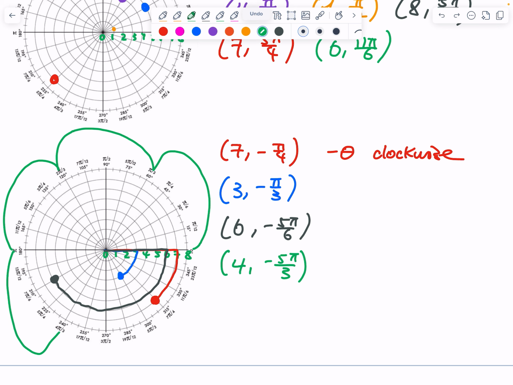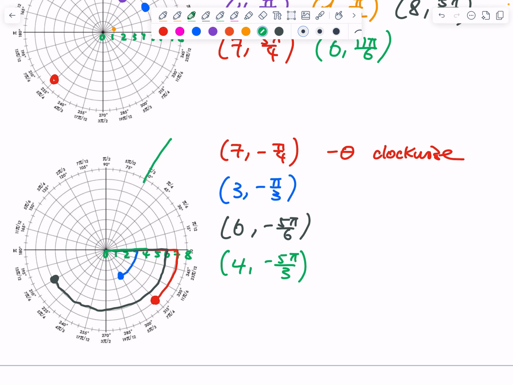All right, and then we have to go counterclockwise. So that will be at 4. And then we will go all the way right here. Okay, then we will spin counterclockwise until we reach pi over 3. There we go. And then let's do one more.